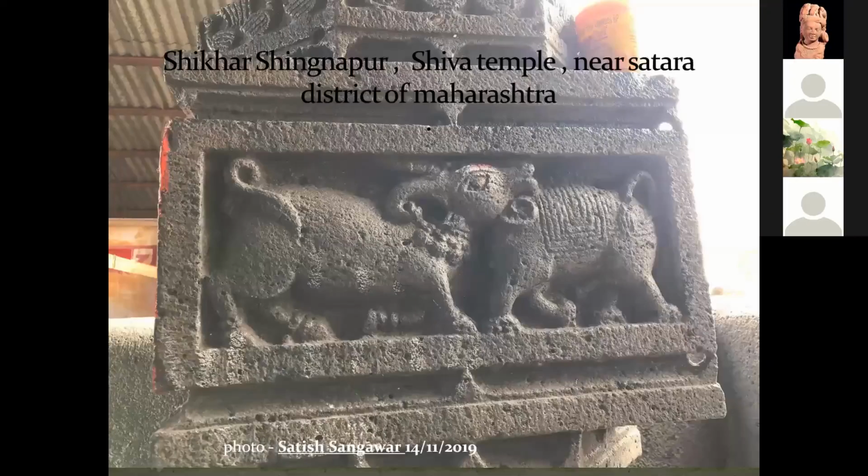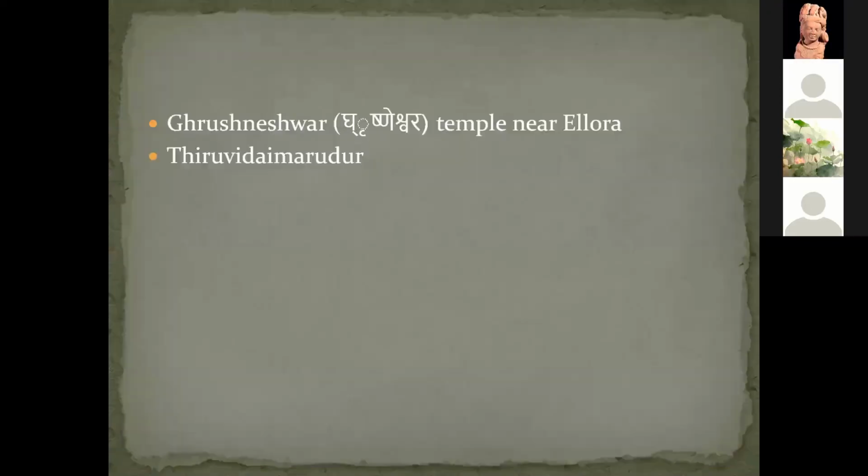So this is another sculpture from Shikhar Shingnapur, which is near Satara. This is again a Shiva temple. There are a few other temples where this representation, the Rishabha Kunjara, is available, but I am unable to show you the images.